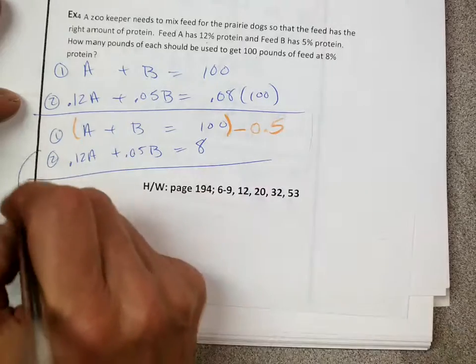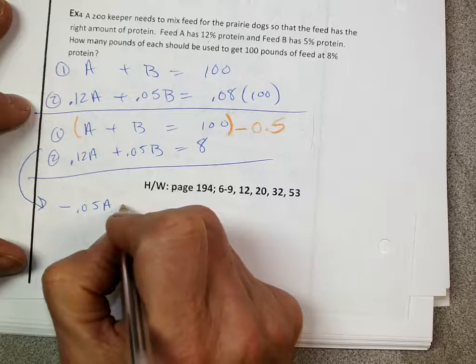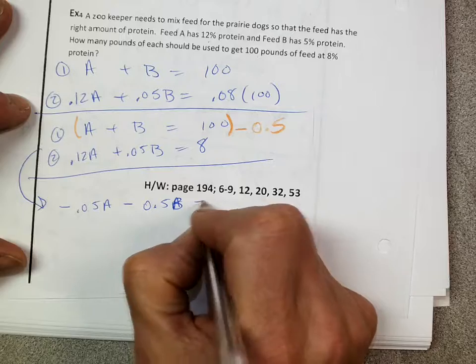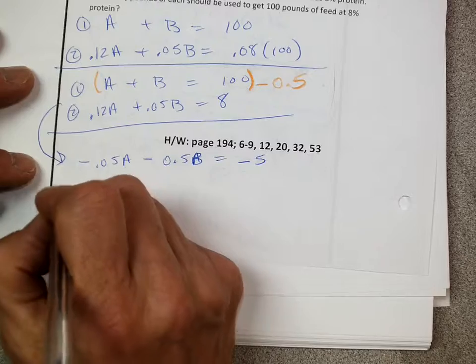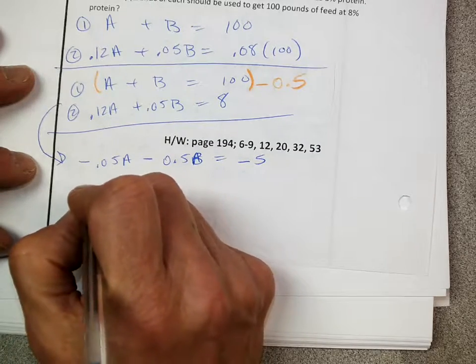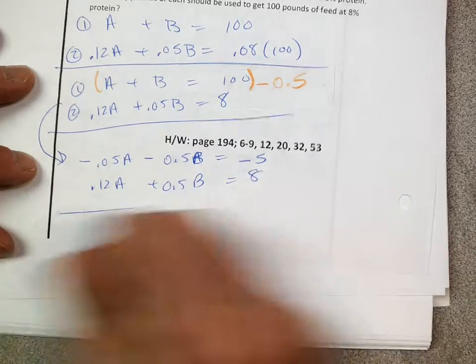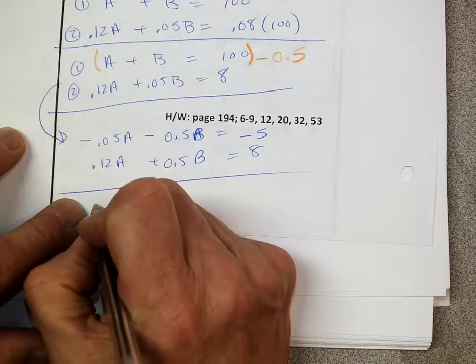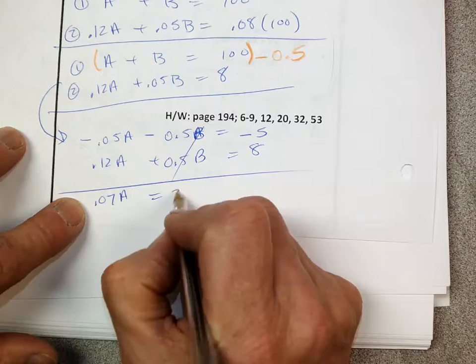Okay, so let's rewrite equation 1. We have negative 0.05a minus 0.05b equals negative 5, right? Equation 2 will stay the same. So equation 2 is 0.12a plus 0.05b equals 8. How am I doing? Okay, so then if I add these, I should have 0.07a equals 3, right?